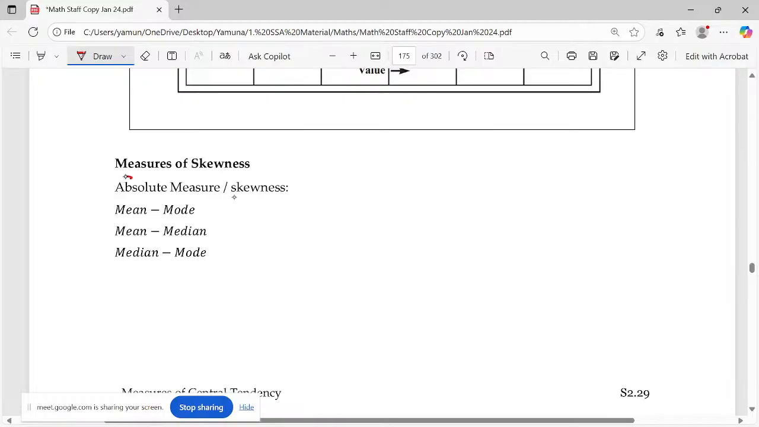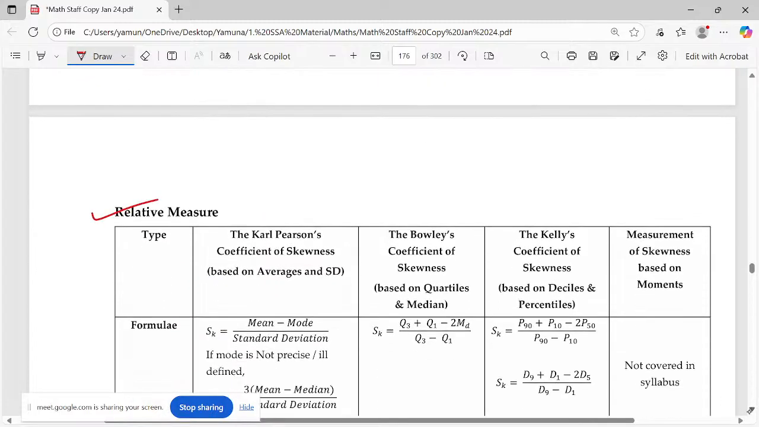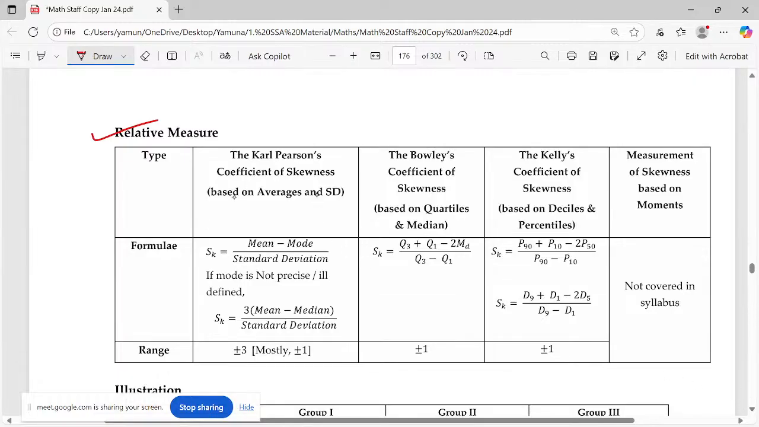So we have two measures. One is the absolute measure. We have three formulas: mean minus mode, mean minus median, or median minus mode. This is the absolute measure. Let us go for the relative measure. Usually we have so many methods to find the relative measure, but we are using three methods from our syllabus. One is Karl Pearson's coefficient of skewness, one is Bowley's coefficient of skewness, and another one is Kelly's coefficient of skewness.